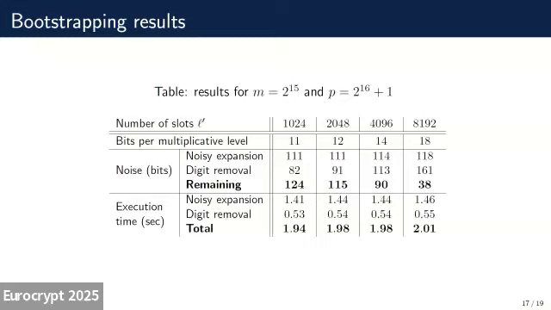Another interesting line here is this remaining noise capacity. So this basically models the room that you have left for further computation before the next bootstrapping needs to be initiated. Okay, and here you can very clearly see this trade-off between packing and noise. For example, in this left column, with a small number of slots, we have a large remaining capacity. But in this rightmost column, with a large number of slots, we have a small remaining capacity. And this is basically because the bootstrapping itself has more noise blowup in the rightmost column.